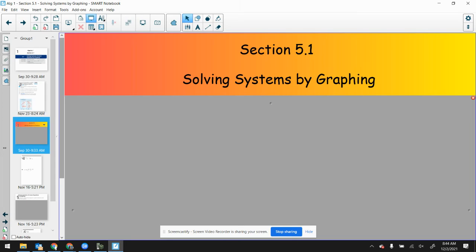Okay, so this is section 5.1, solve systems by graphing. Just as a reminder, sections 4.4 and 4.5, what we did on Tuesday and Wednesday this week, will not necessarily be on one of our assessments. It will be on the state test, and I'm going to ask a couple questions on it on the exam.